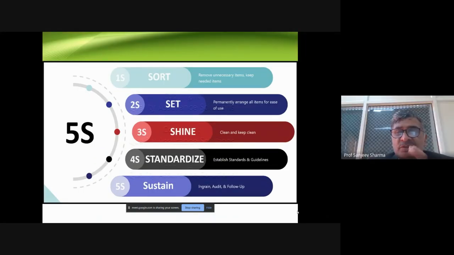First is sorting: removing unnecessary items, and those which are needed, you keep separate. Then setting, that means arranging all of them in a particular sequence in which they are required. Then shining: cleaning and keeping them clean so that when somebody else uses it, it doesn't dirty his hands, and he doesn't waste time and energy. Standardize the things: establish guidelines so that we all can work in tandem. And last is sustaining that activity. If the activity is performed well, we will continue to do it again and again.